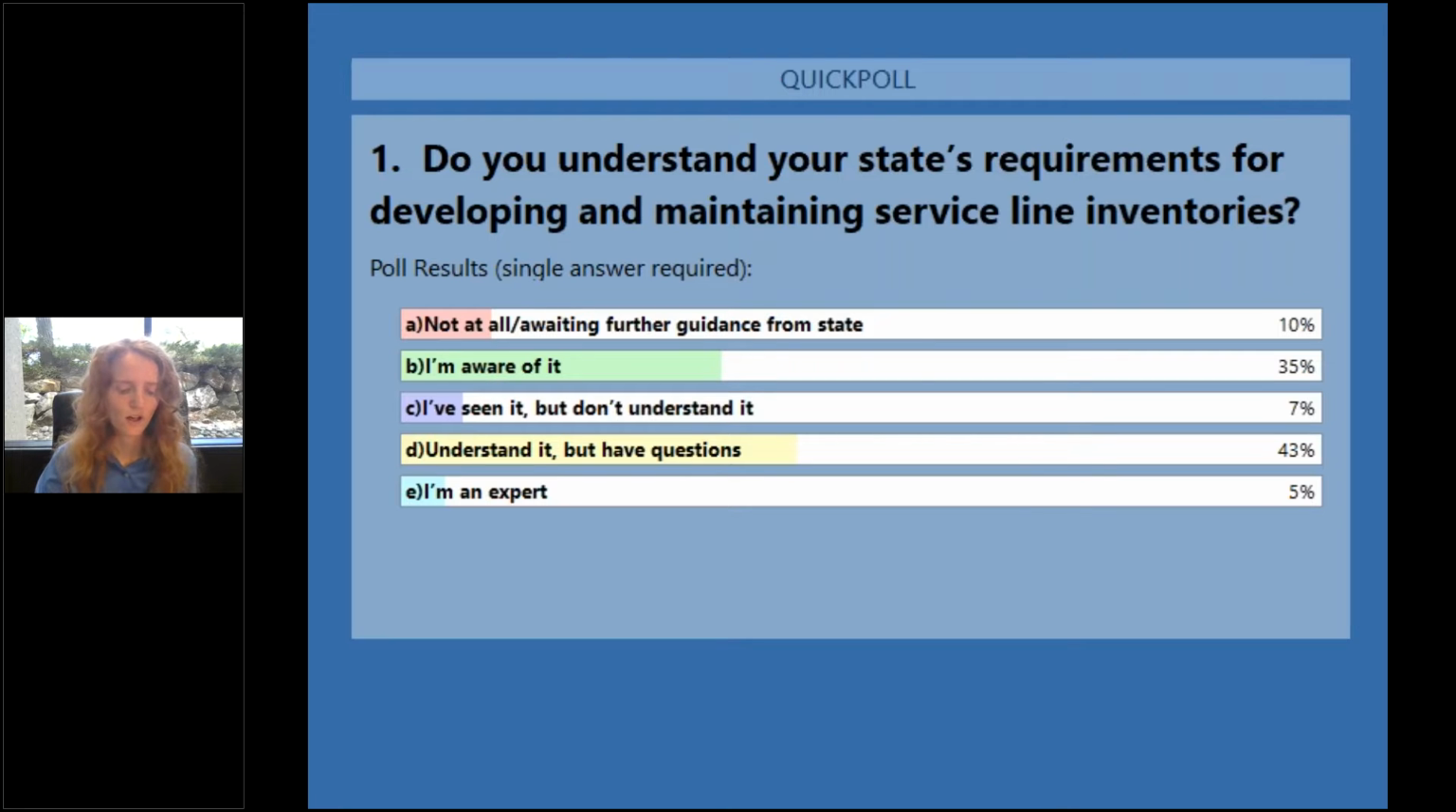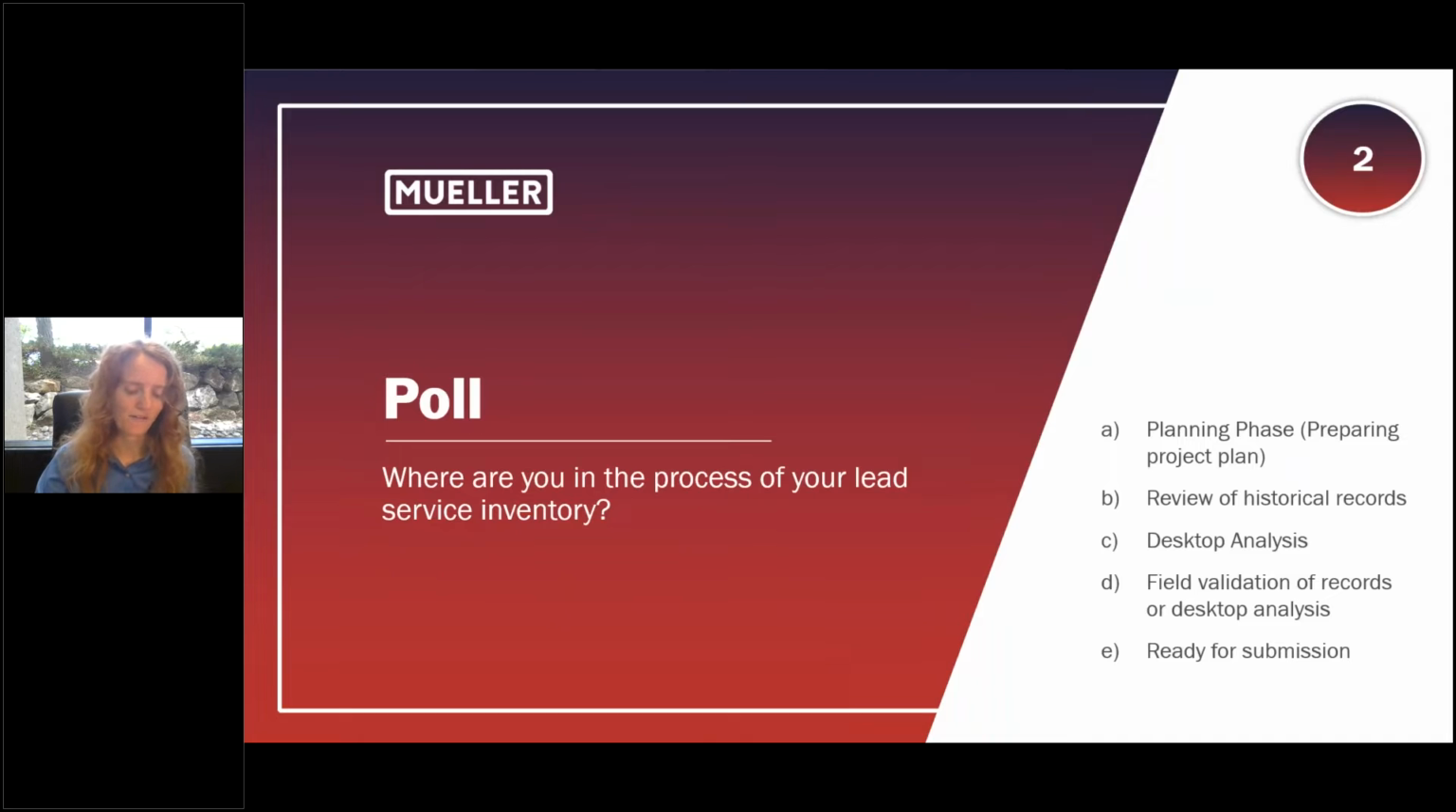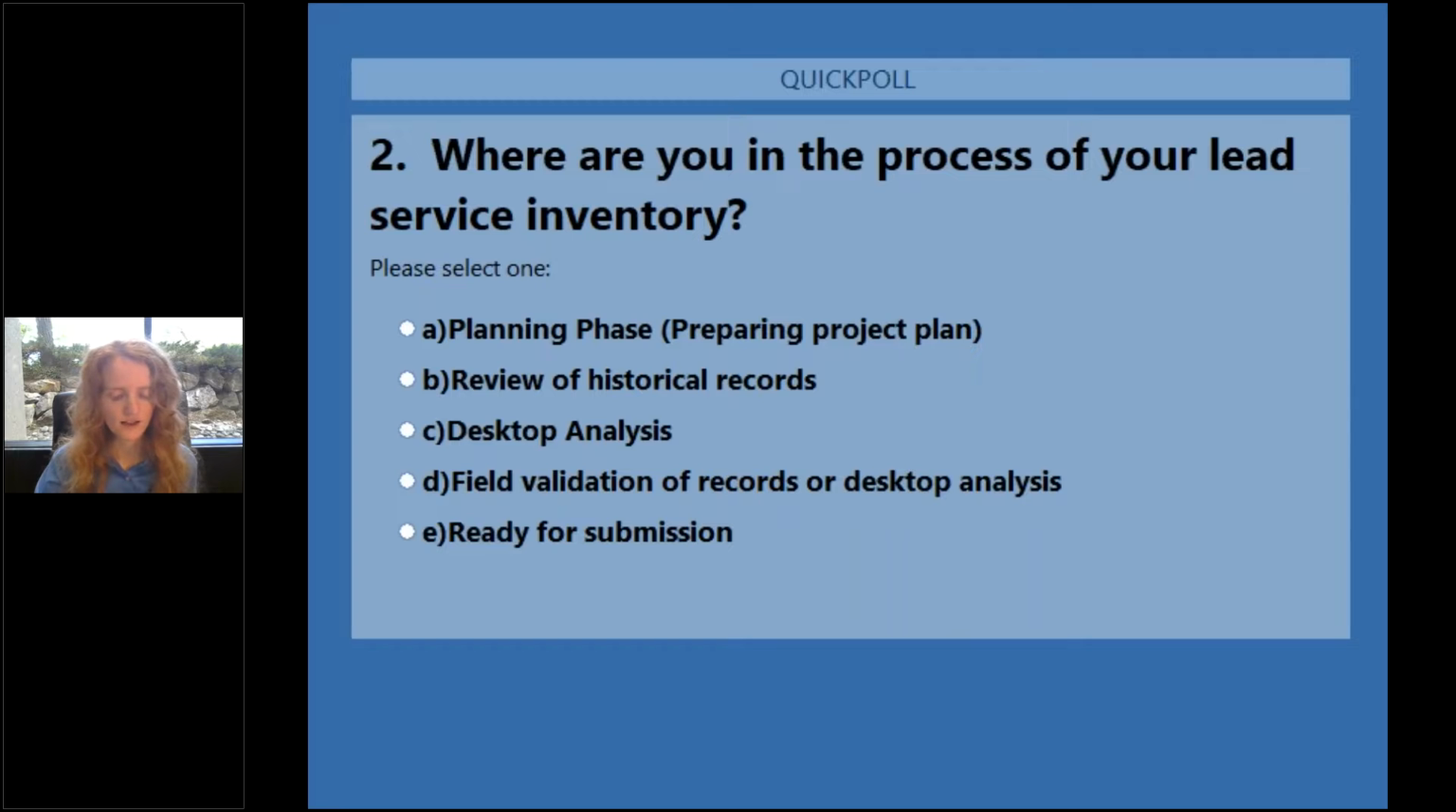Thank you so much. Let's ask a second question, since we have you all, and find out where we're at. Where are you in the process of your lead service inventory? A, in the planning phase and preparing the project plan; B, review of historical records; C, desktop analysis; D, field validation of records or desktop analysis; or E, ready for submission. Please let us know where you are in the process.